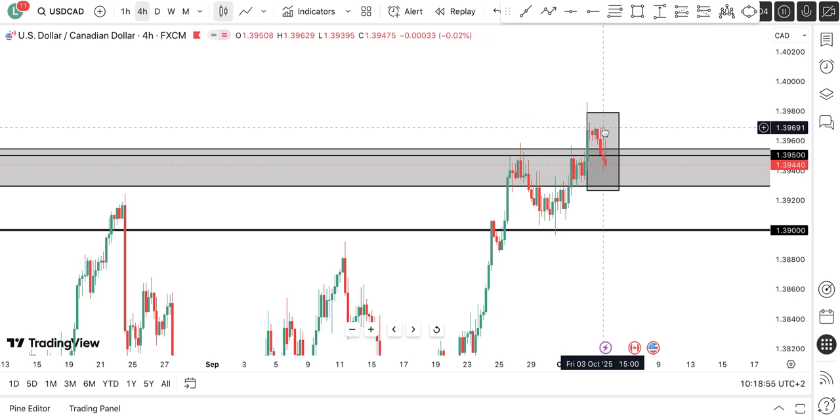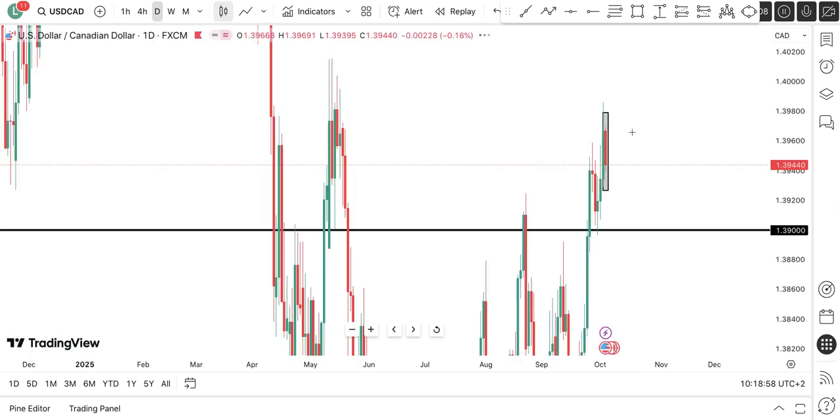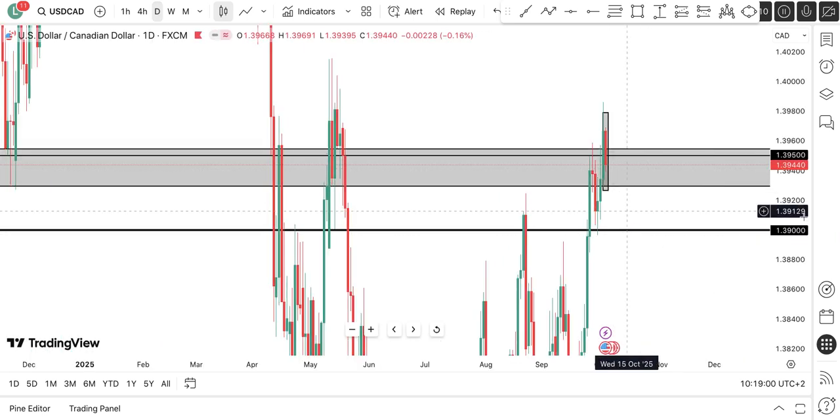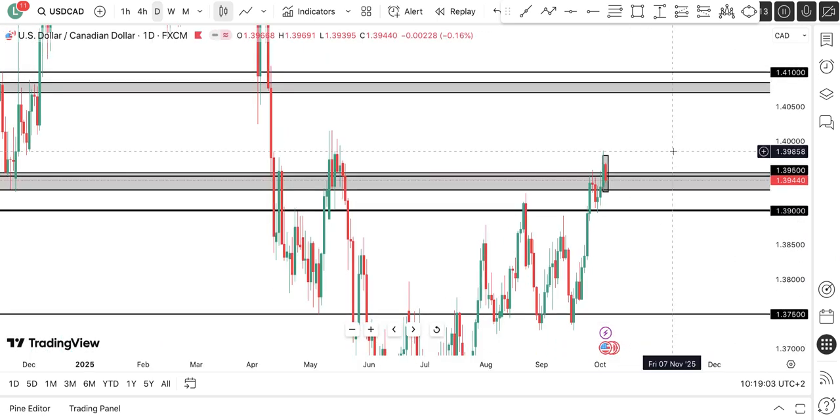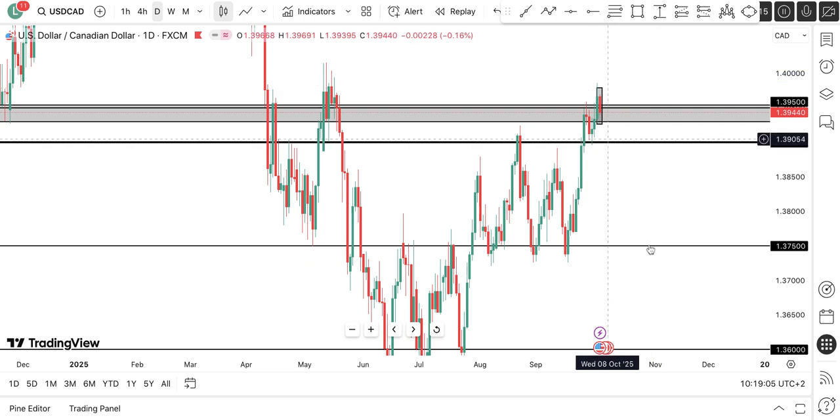Now, in case it doesn't happen, and in case the market decides to play around and then drop all the way to the downside, there is no problem. We would wait for a break and retest of this level to keep on selling to the downside, because USD card is an in-between pair. I can either buy or sell. That's what I'm saying to you.